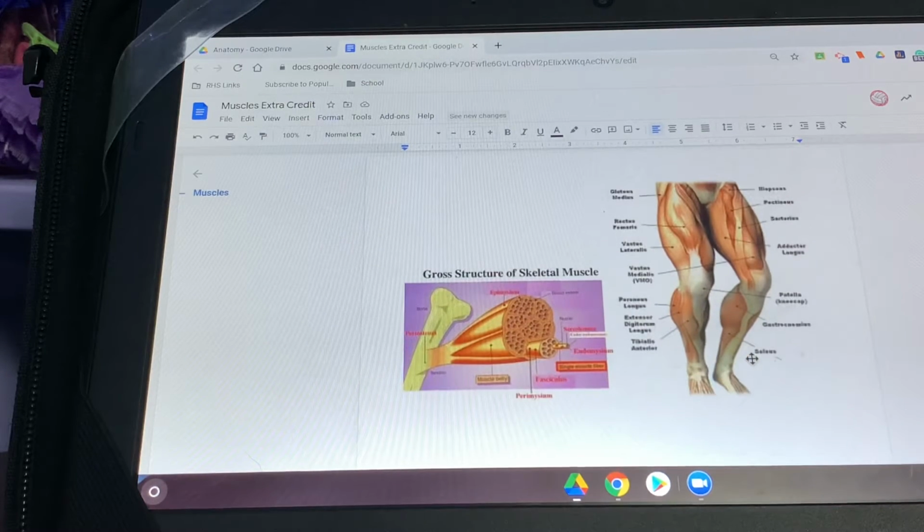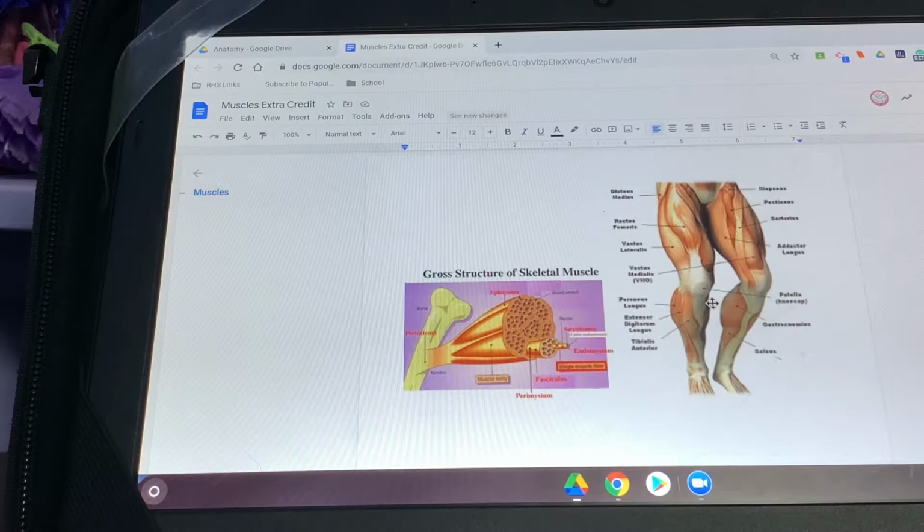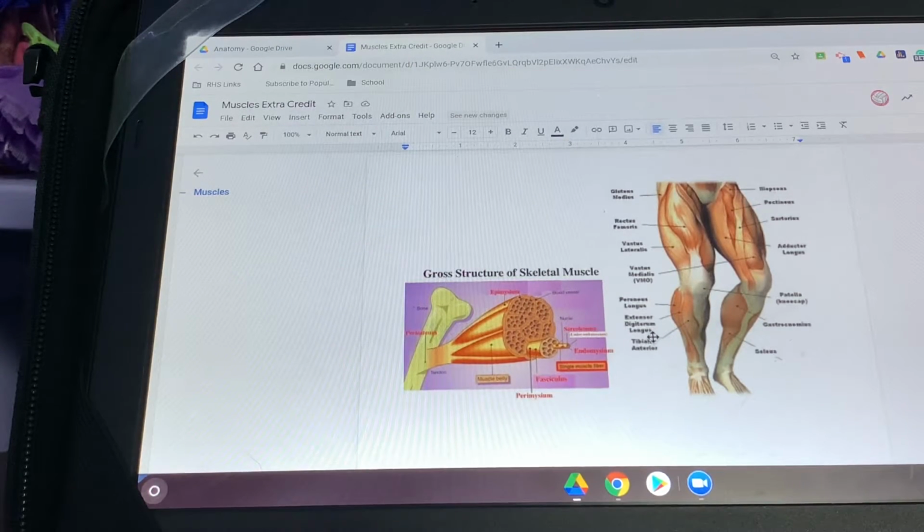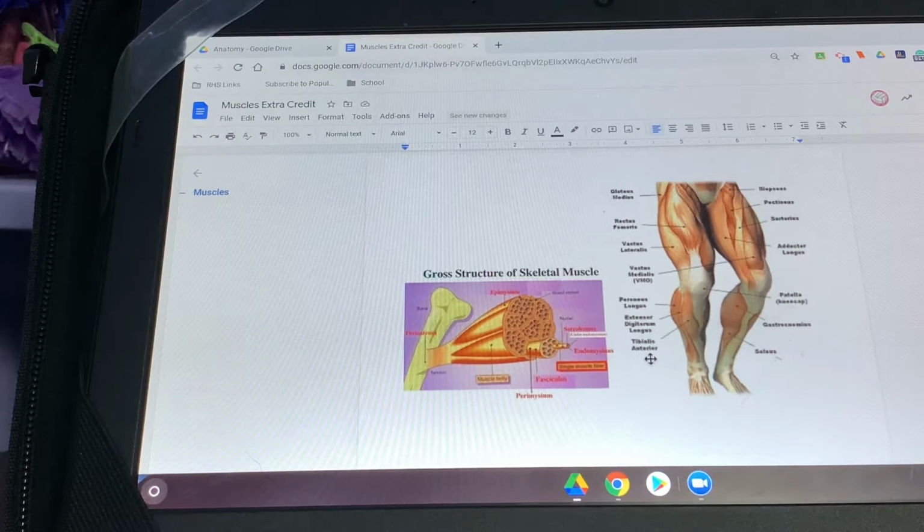And then there's the patella, which is the kneecap. And then there's the gastrocnemius, which is basically the calf muscle. And then there's the extensor digitorum longus and the tibialis anterior, which both support the foot and moving it.